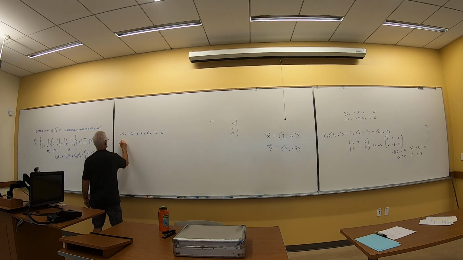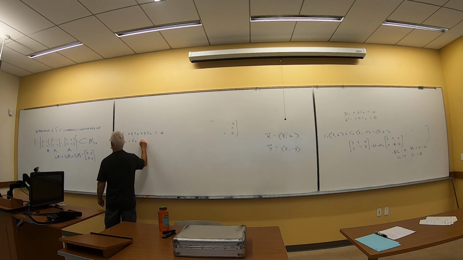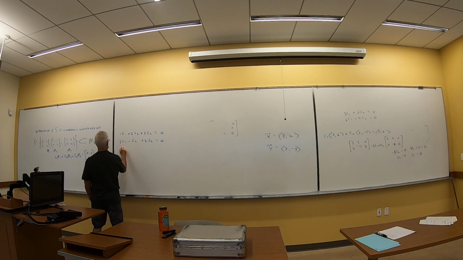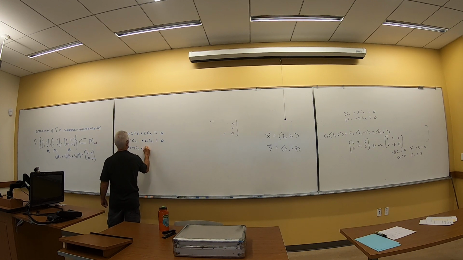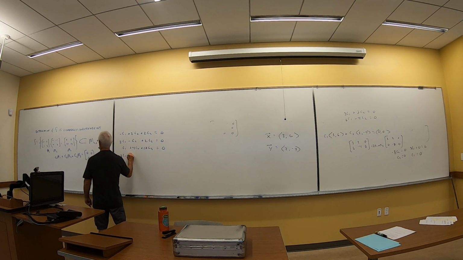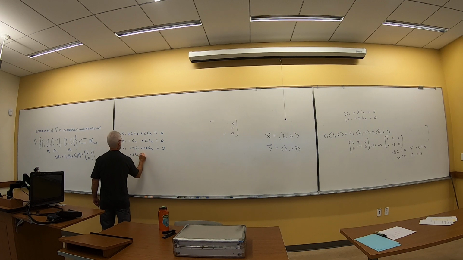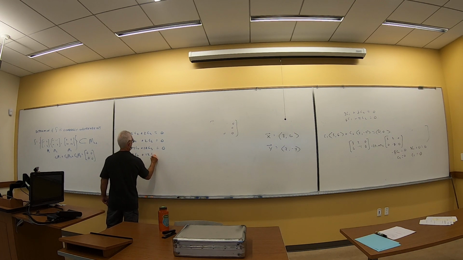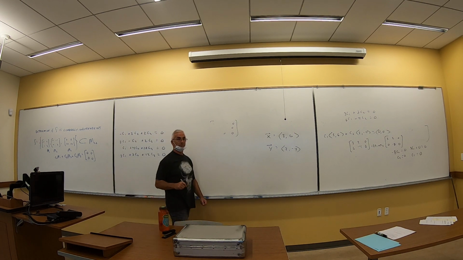Now I'm in the upper right position. 2 C1 minus C2 plus 2 C3 equals 0. And maybe I'll go to the lower left. C1 plus 4 C2 plus 10 C3 equals 0. Now I'm in the lower right. 3 C1 plus 3 C2 plus 12 C3 equals 0.